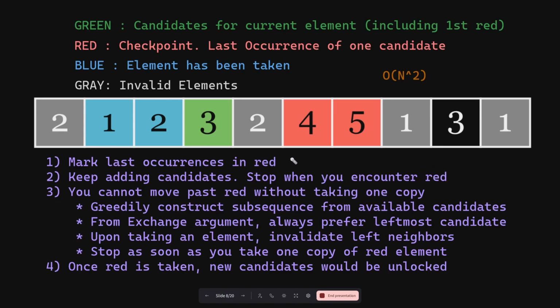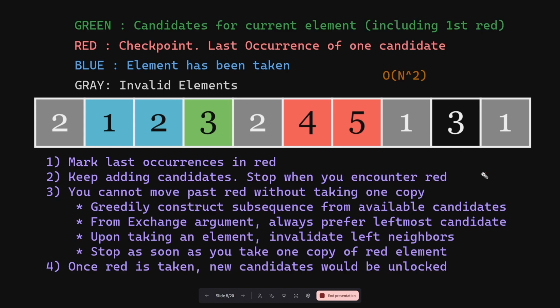And we know that you cannot move past a red index unless you have taken one copy of this element in your answer. Therefore, you will greedily construct the subsequence from the possible candidates that you have. And from exchange argument, you can see that if you have 2 copies of the candidate at this position and this position, you should always prioritize the leftmost copy because it maximizes your chances of success in future by leaving a longer suffix for the remaining characters to match.